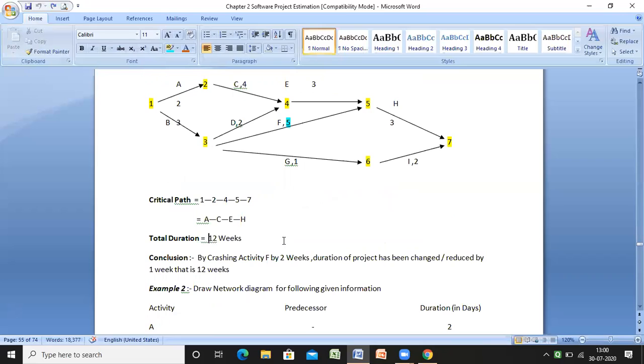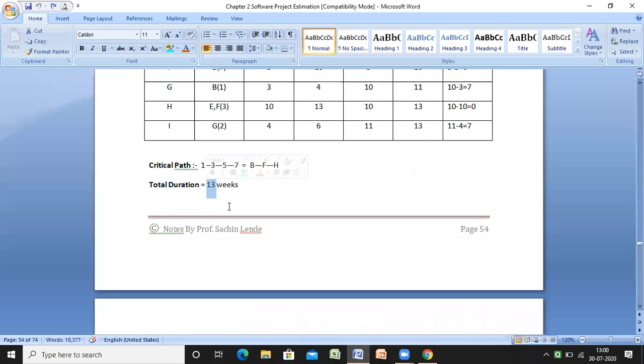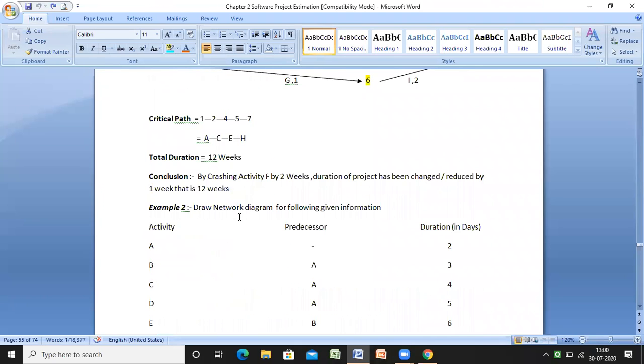So the conclusion is that if the activity is crashed by 2 weeks of duration, the project duration is reduced by 1 week. In this way I get 13 weeks here, and if the activity is crashed by 2 weeks, I will get 12 weeks. This is the answer for that question.